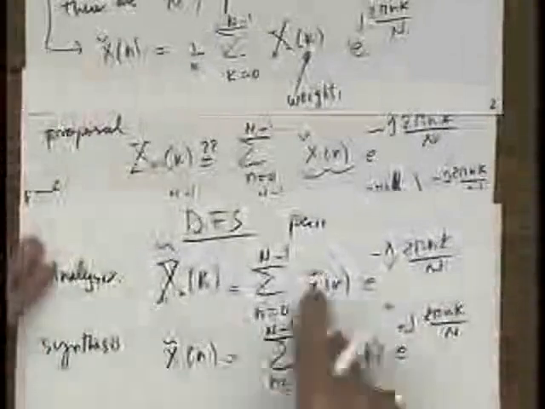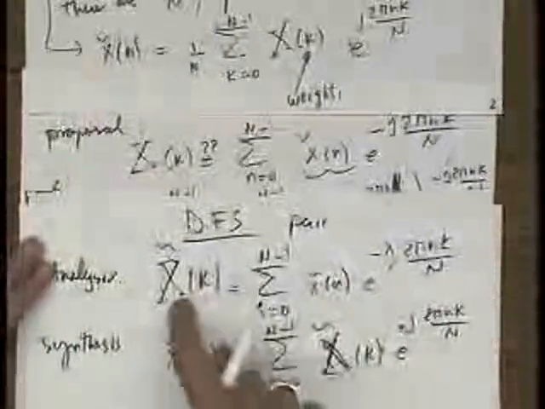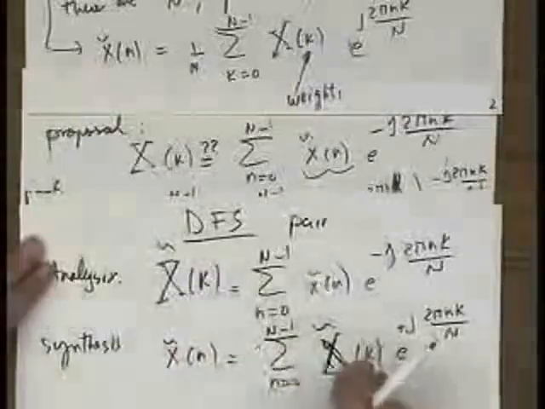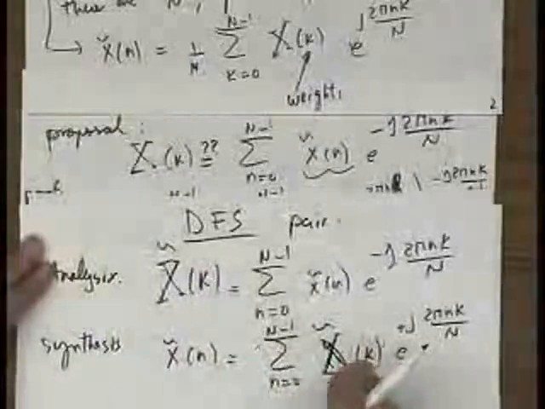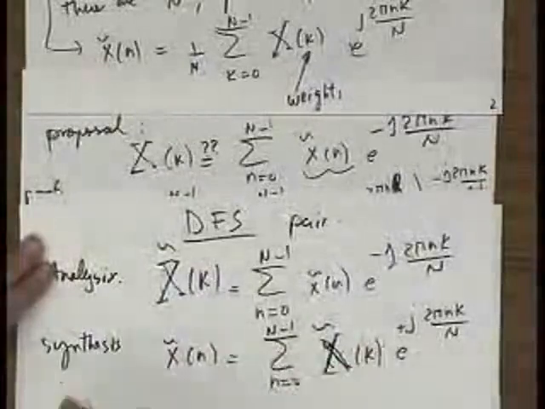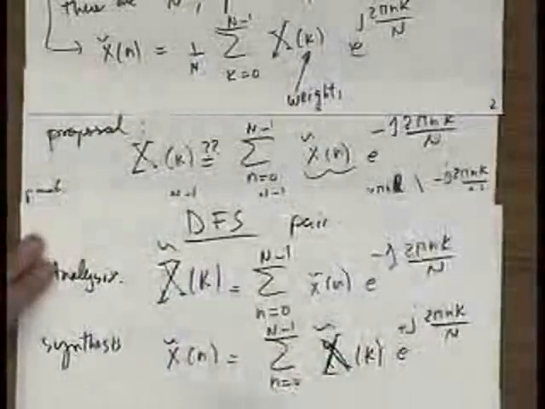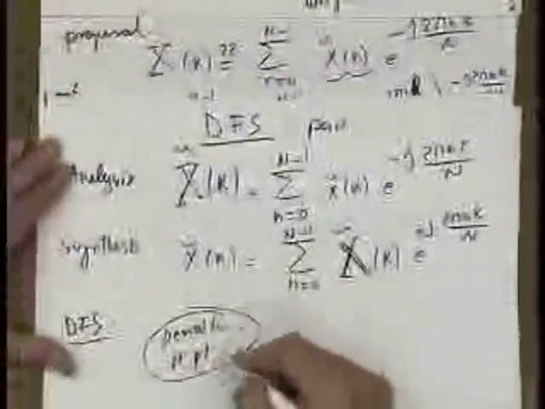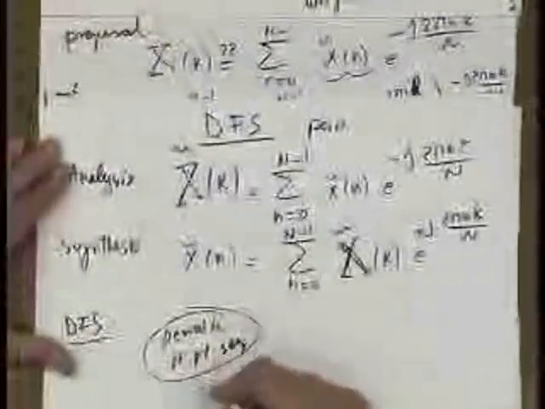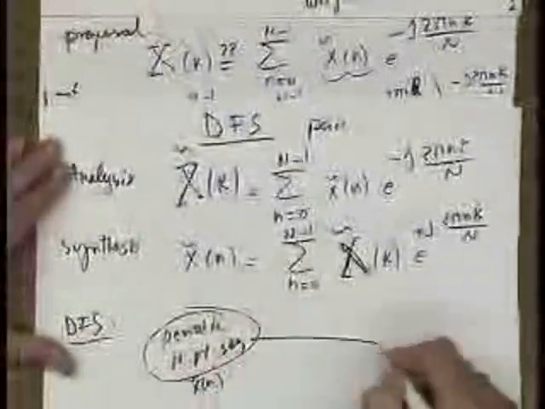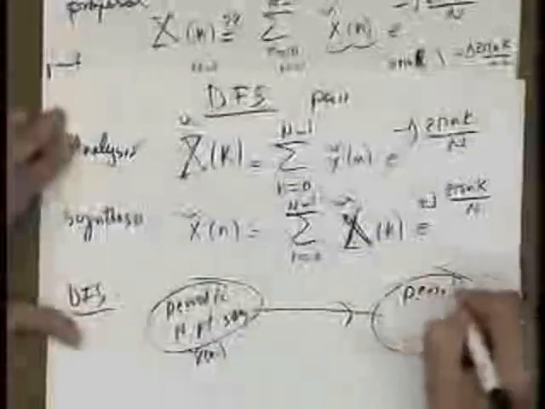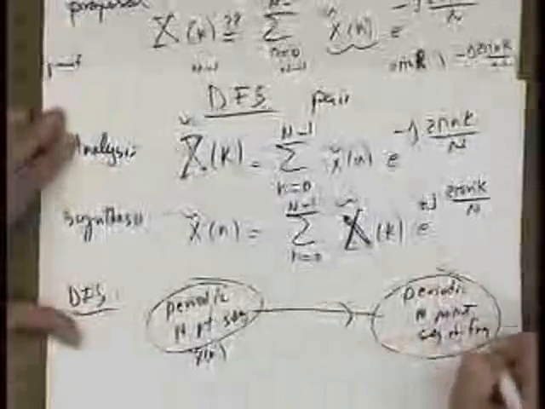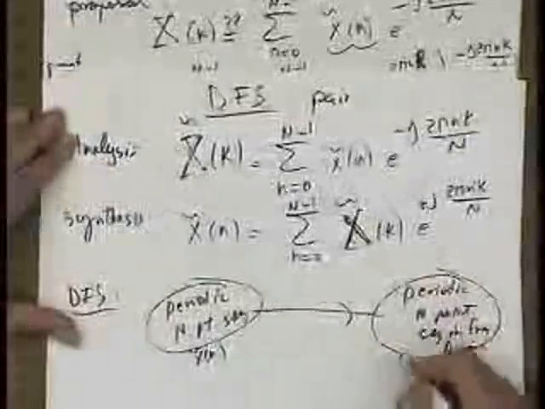So you start with a periodic n-point sequence, and you get another periodic n-point sequence. I know I sound silly, but that's all there is to it. So DFS, to make a long story short, transforms a periodic n-point sequence in the time domain, x tilde of n, into another periodic n-point sequence in the frequency domain. And that's x tilde of k.